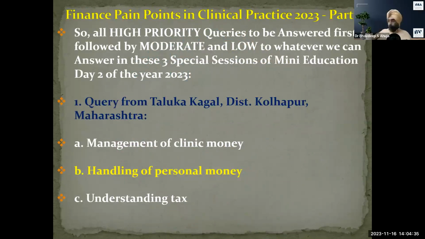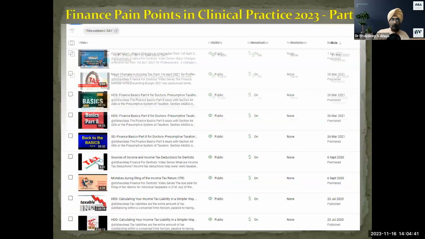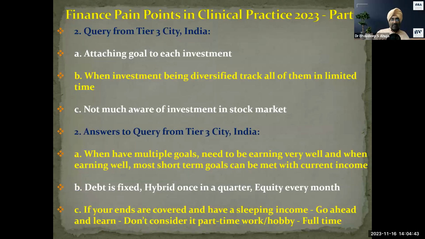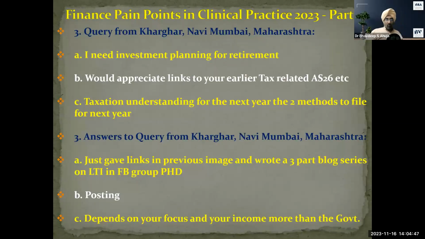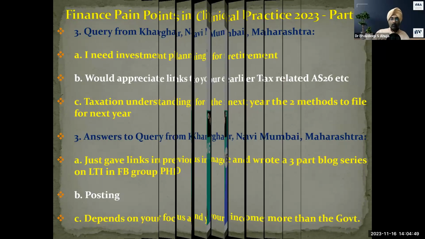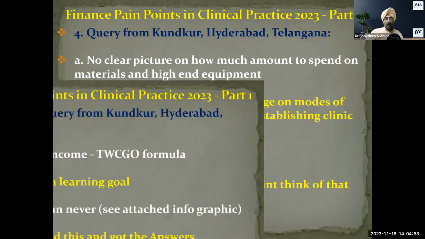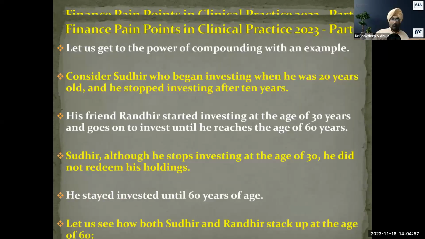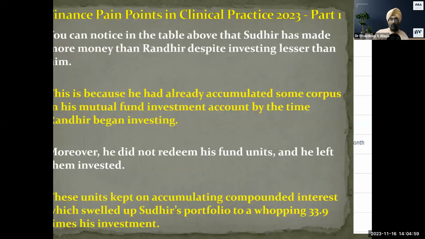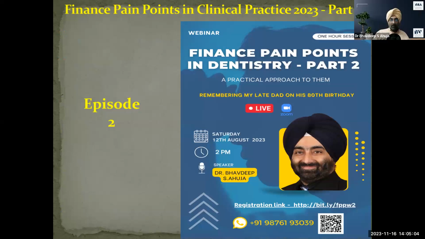So query number 1 was from Taluka Kagal, Kolhapur, Maharashtra. Then number 2 was from Tier 3 city, India. Then number 3 was from Kharghar, Navi Mumbai. Then number 4 was from Kundakur, Hyderabad, Telangana. Number 5 was from Pune, Maharashtra. And then we finished off episode number 1.